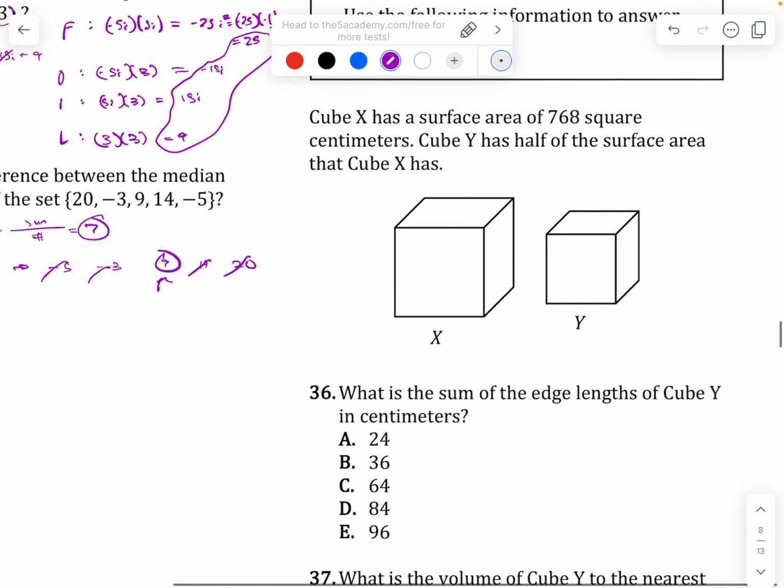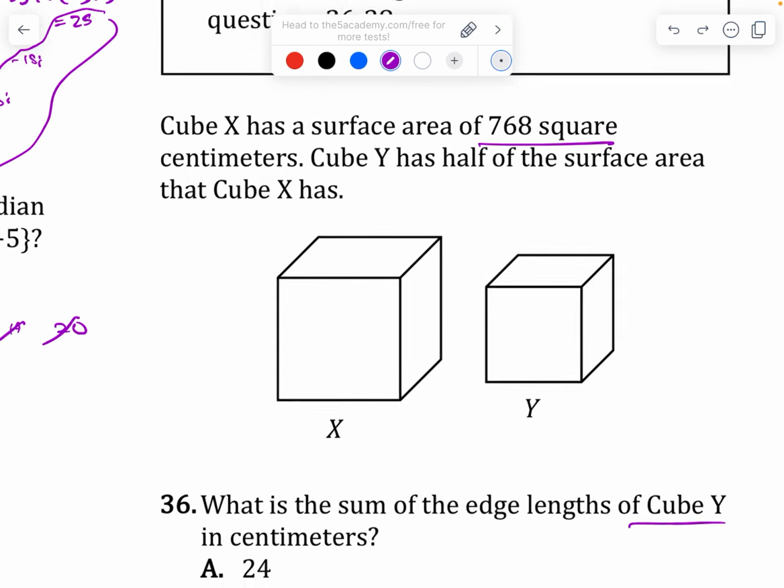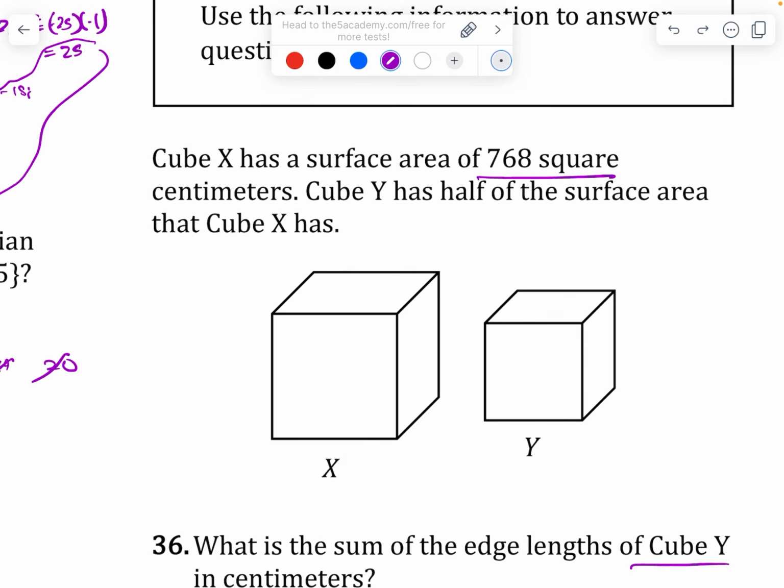A cube X has a surface area of 768 square centimeters. Cube Y has half the surface area that cube X has. So what is the sum of the edge lengths of cube Y in centimeters? Okay. So let's first identify what the surface area is and essentially how it relates to edge lengths. We need to actually start with cube X and find the edge lengths and then relate that over to cube Y. All right, so what do you think the formula of surface area of a cube is going to be? Let's just take one face really quick and start there, okay?